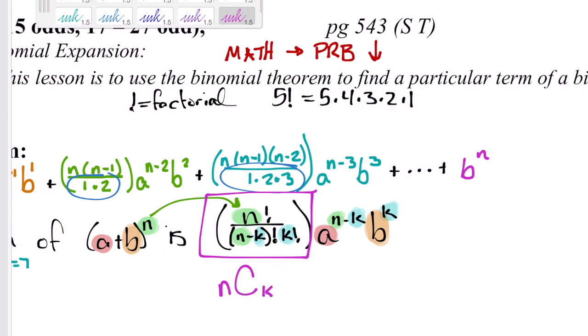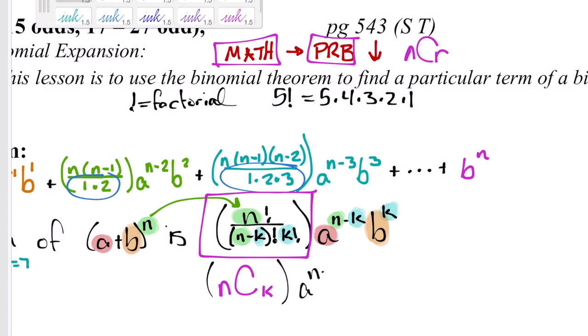Now in the calculator, if you do the math and the PRB button and arrow down, right above the exclamation point is an nCr button. So nCr, you're using that same thing. So we would be doing the nC, but instead of the r, we're going to plug in whatever our k value is. This is the formula that I'm going to be giving my students on the formula sheet on how to remember how to do this.